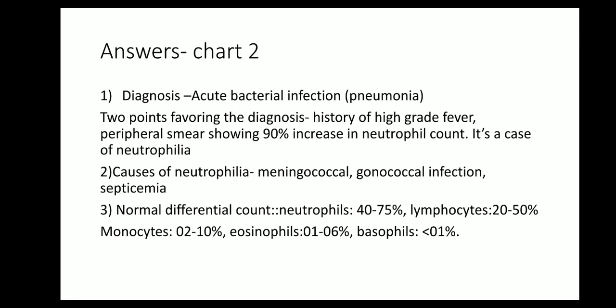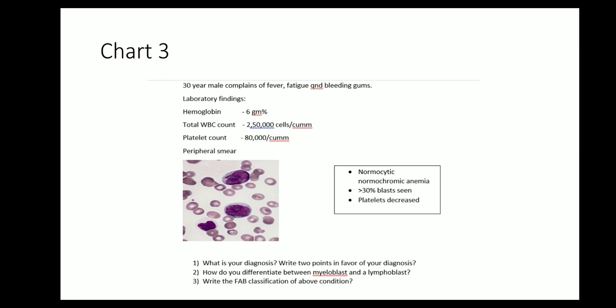Normal differential count is neutrophils 40 to 75%, lymphocytes 20 to 50%, monocyte 2 to 10%, eosinophils 1 to 6%, basophils less than 1%. This was about chart 2.